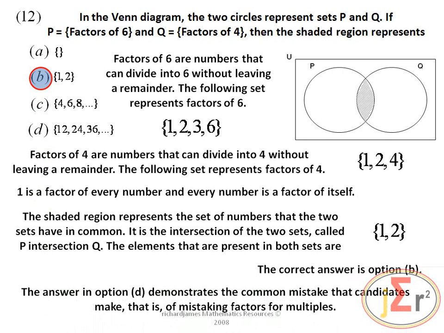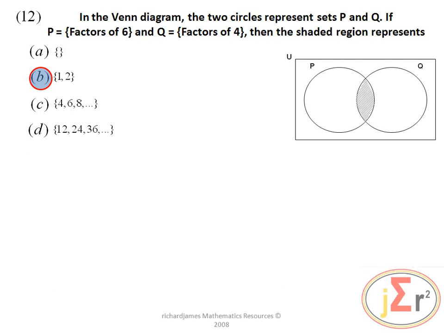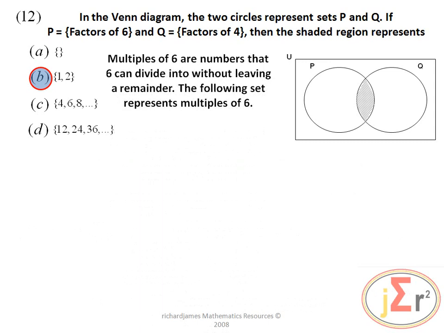The answer in option D demonstrates a common mistake that candidates make, that is, mistaking factors for multiples. And as I said before, a good multiple choice item will contain the answer to the most likely incorrect way of solving the problem. Multiples of 6 are numbers that 6 can divide into without leaving a remainder. The following set represents multiples of 6.